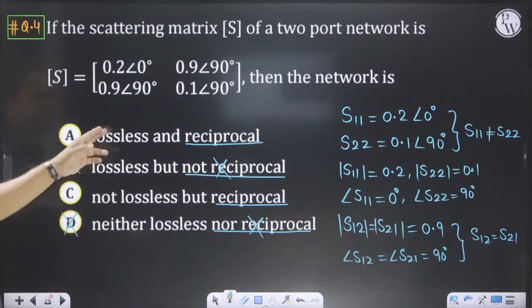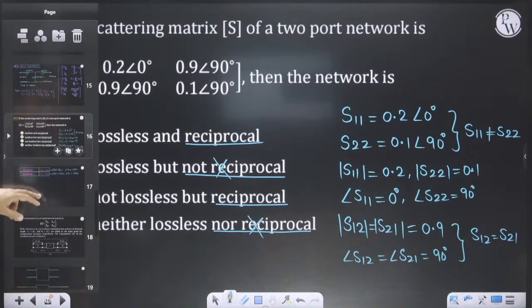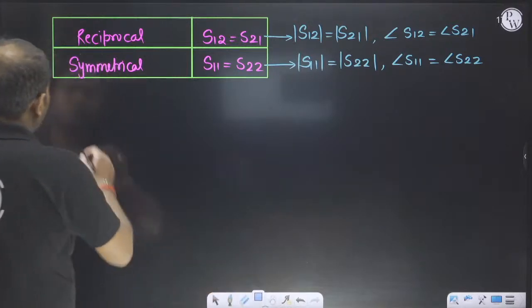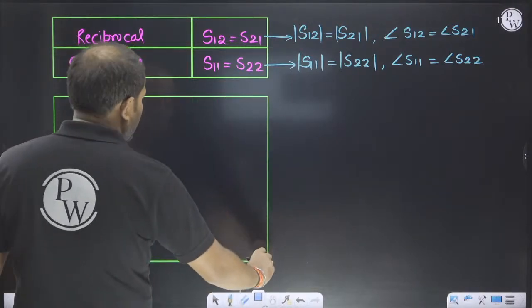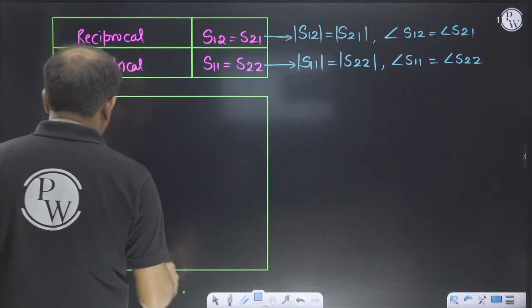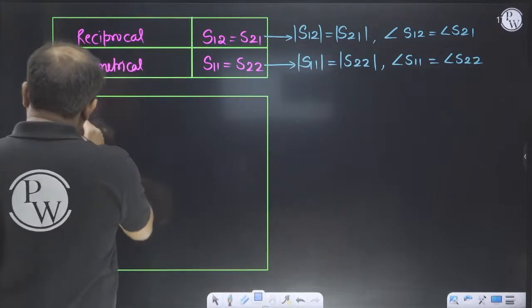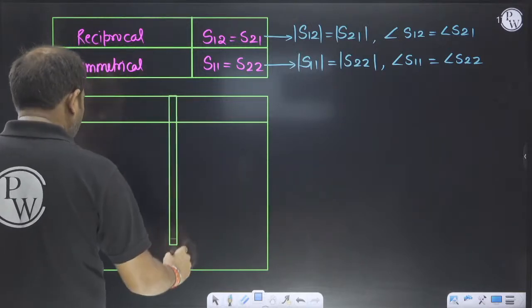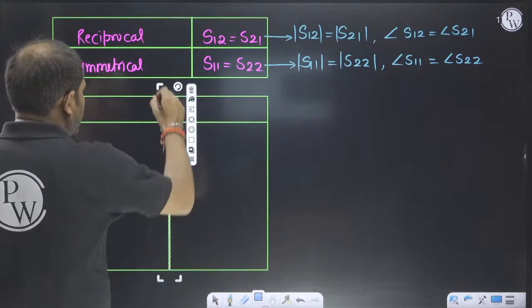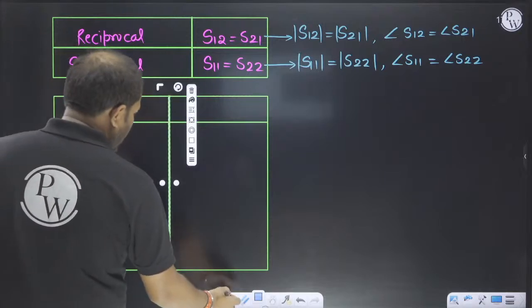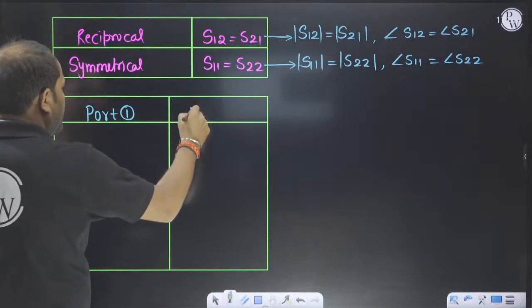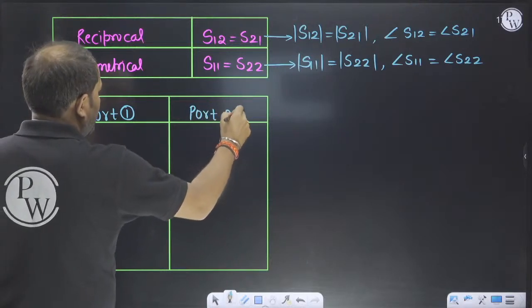Then we have to check lossless and not lossless. In the previous class I taught you lossless and not lossless, so I will just remind you. For this, you have to remember these points. For port 1 and port 2, you have to realize each port.